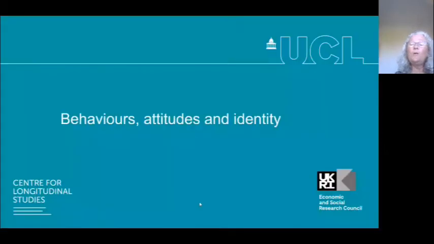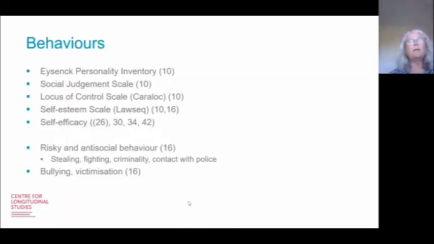So moving on to a more eclectic theme, behaviours, attitudes and identity. In childhood, there's the Eysenck personality inventory, which looks at introversion, extroversion and anxiety and being unworried, which was assessed by the teacher. Also at age 10, a measure of social judgment was assessed, as well as a measure of locus of control and self-esteem. In adulthood, self-efficacy has been measured on a number of occasions, and also in the BCS-70, a raft of behaviours were measured at age 16, including risky and antisocial behaviour, bullying and victimisation.